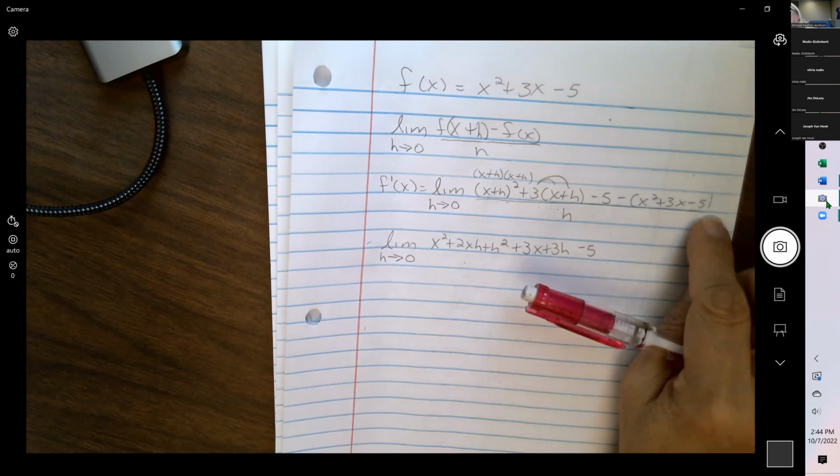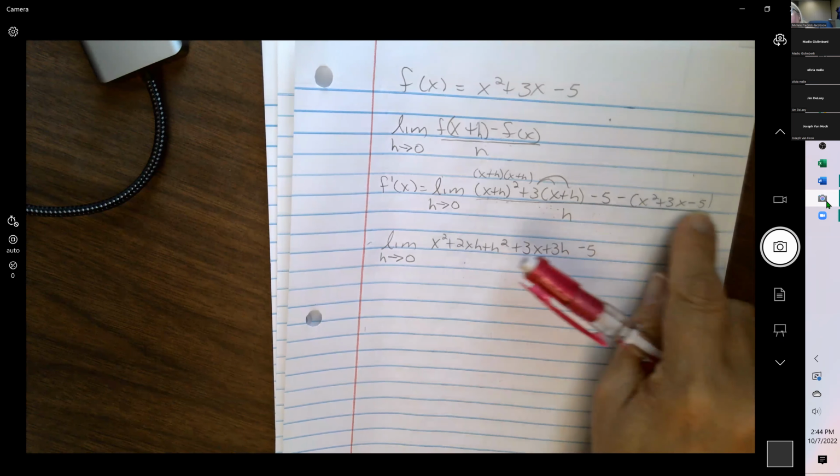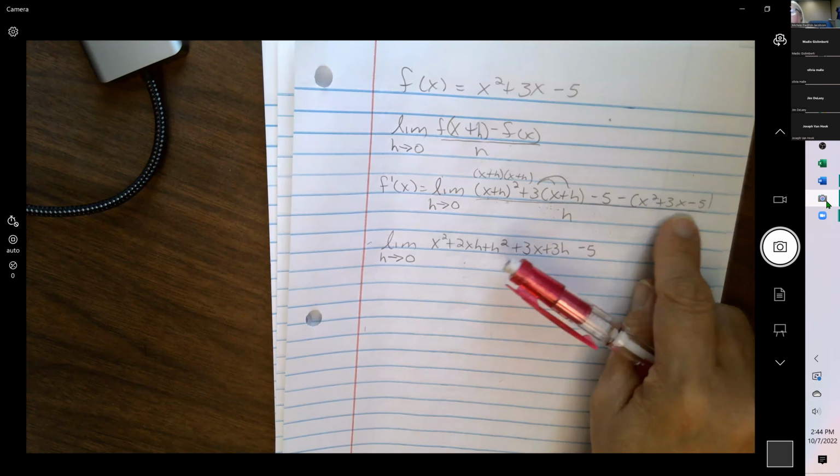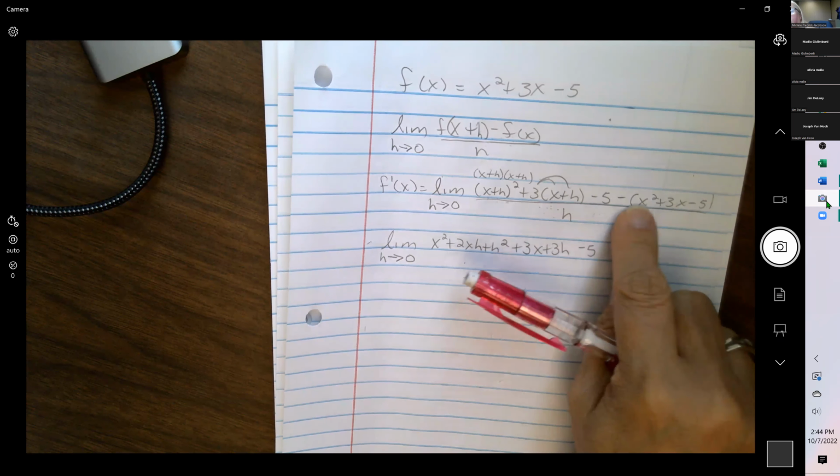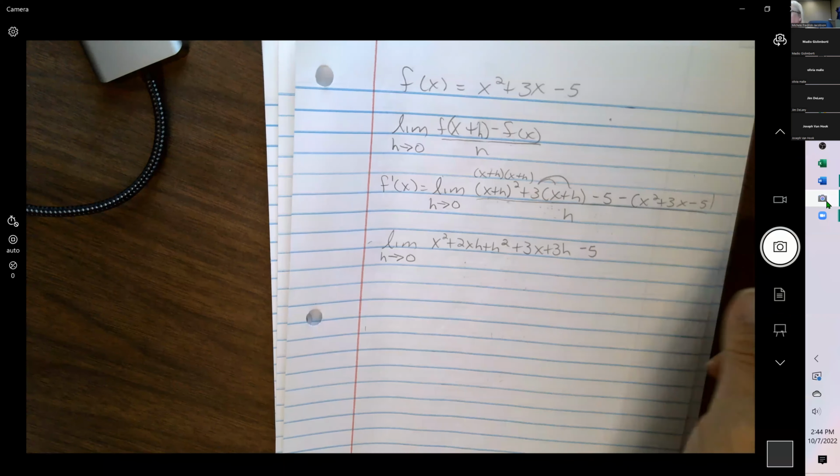Now this part here, once you distribute this negative, all of this should cancel. That's the way the function is set up. This should all cancel or you did something wrong.